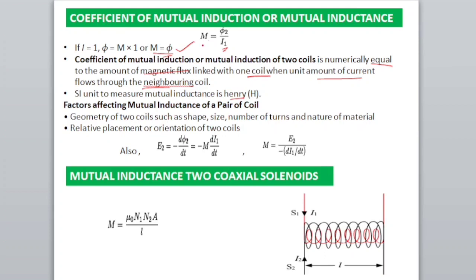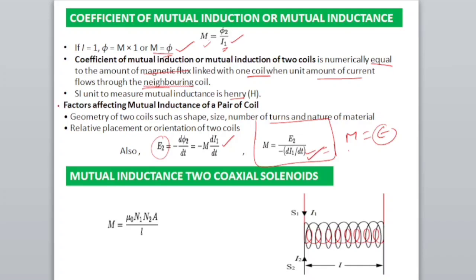And you can also write this M in terms of EMF. You know, EMF induced in second coil is what? Minus d phi 2 by dt, and phi 2 is M I1. So minus M dI1 by dt, and from here it becomes M equal to E2 by dI1 by dt. If here dI1 by dt is 1, so you can define this mutual inductance as M equal to E. Coefficient of mutual inductance is numerically equal to EMF induced in the coil when rate of change of current in the first coil is unity. You can define it this way also: M equal to E2 by dI1 by dt and M equal to phi 2 by I1.